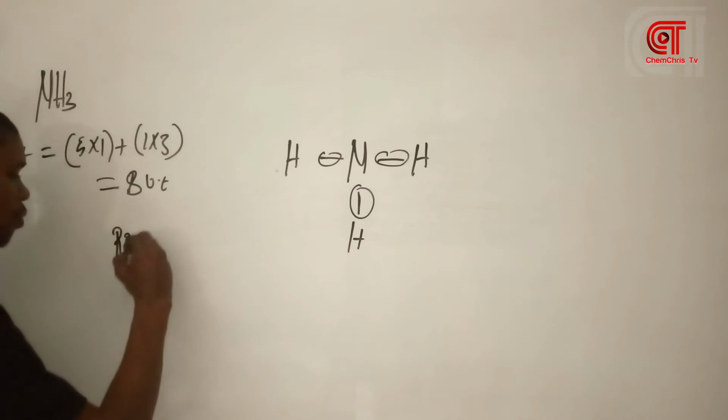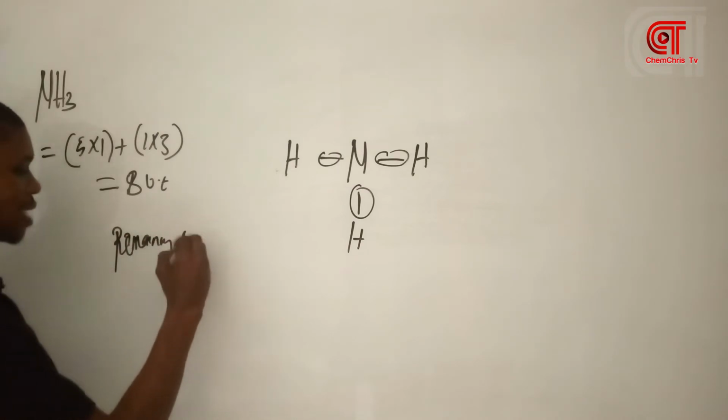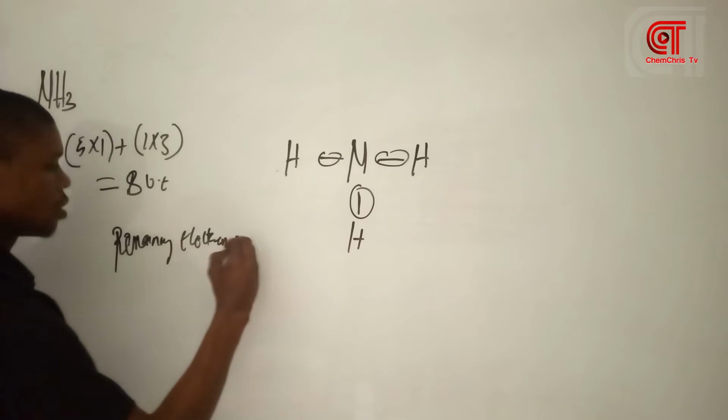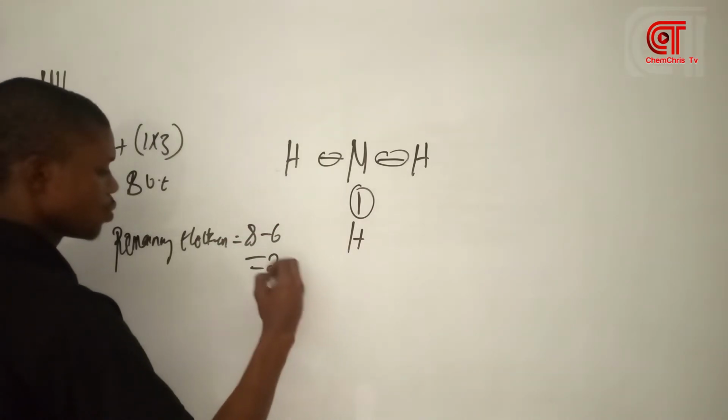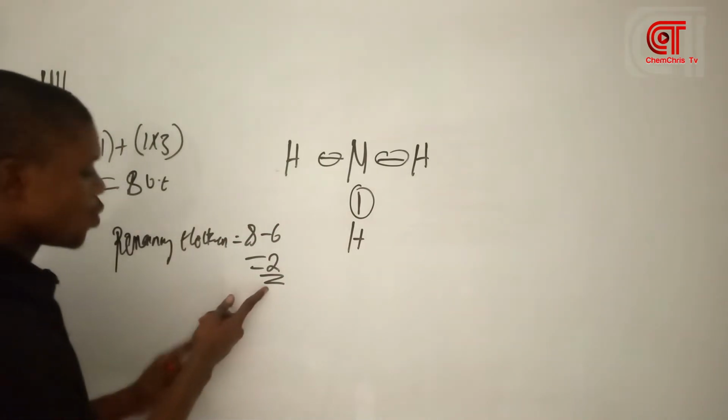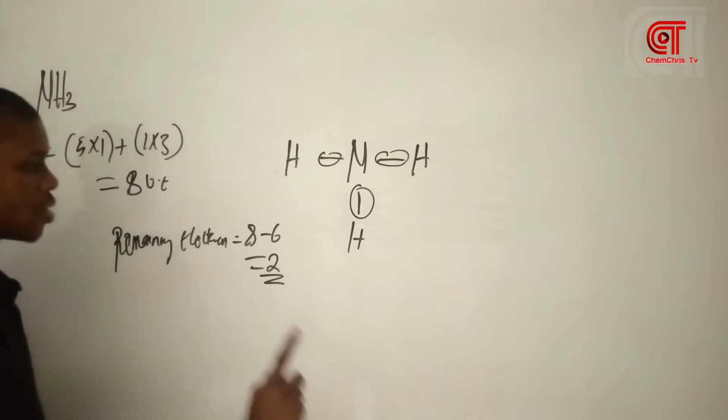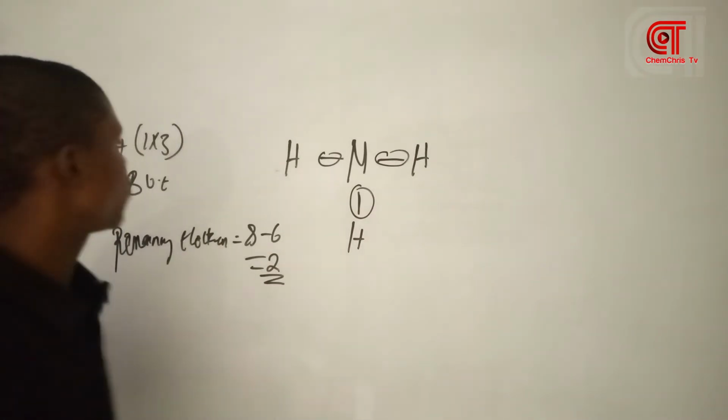So now the remaining electrons are going to be 8 minus 6, which is 2, right? So we are going to use step 4 and step 5. Step 4 and step 5. So now let's do that one here.